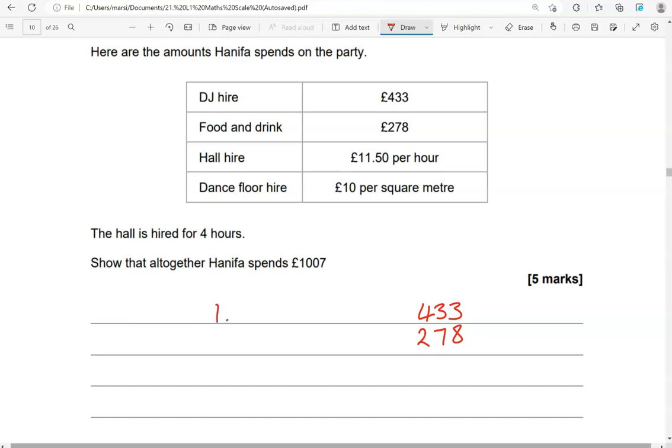So £11.50 times 4. 4 times 0 is 0, 4 times 5 is 20, so 0 down, 2 carried over. 4 times 1 is 4, and the 2 is 6. 4 times 1 is 4. I'm going to give the answer to 2 decimal places, so that gives us £46.